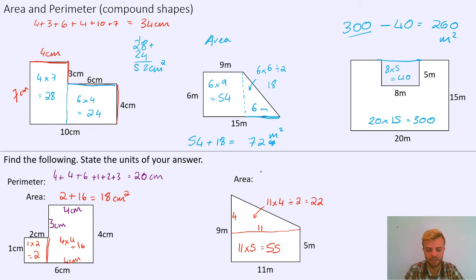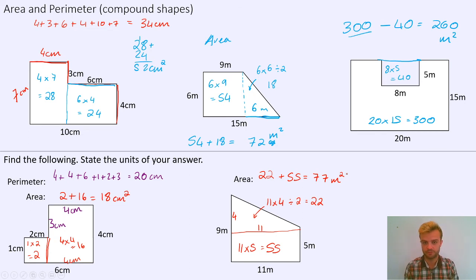So the area of the entire shape is the area of the triangle plus the area of the rectangle, which is 77. Now, we need to take the units of our answer. Everything was in meters, and this is an area, so it's meters squared. So that's finding the area and perimeter of compound shapes.